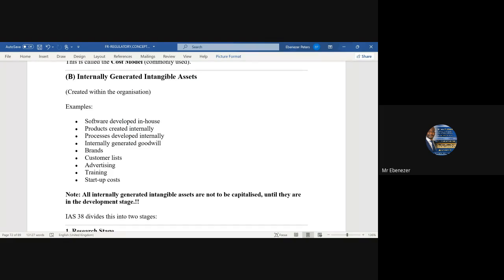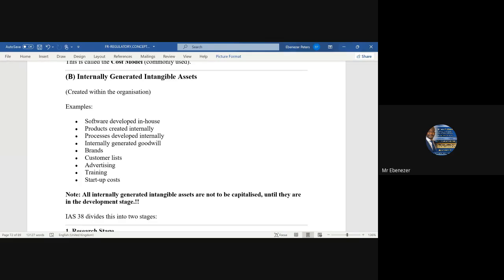In other words, we have two stages under the internally generated intangible asset. There are two stages involved for you to generate intangible assets internally. So we have what we call the research stage, and we have what we call the development stage. Now, every internally generated intangible asset that does not surpass the research stage is to be expensed. Please note that down. Whatever constitutes internally generated intangible assets within the research stage, all of such intangible assets must be expensed.